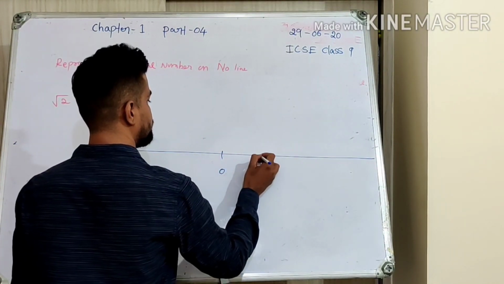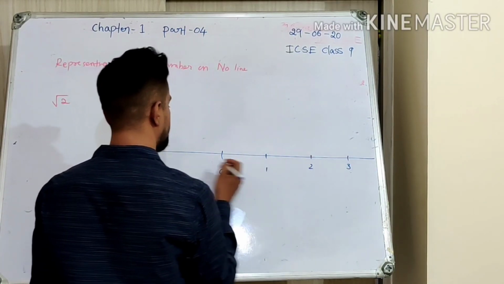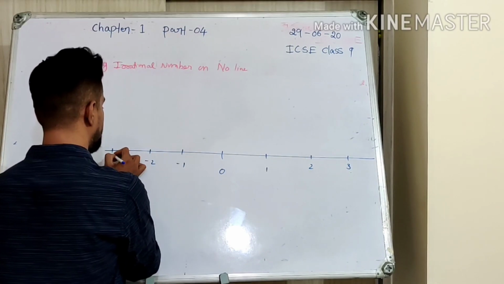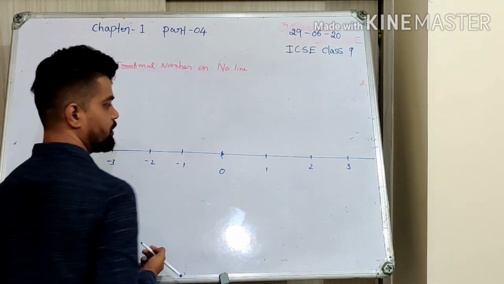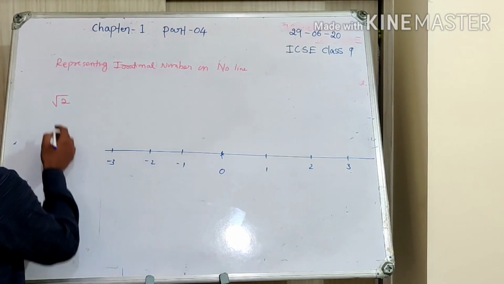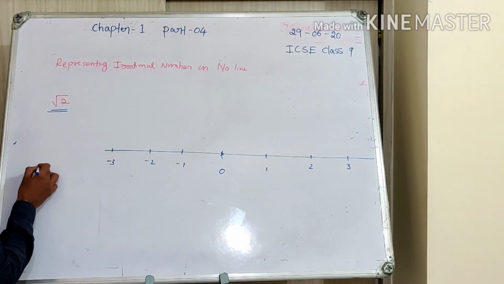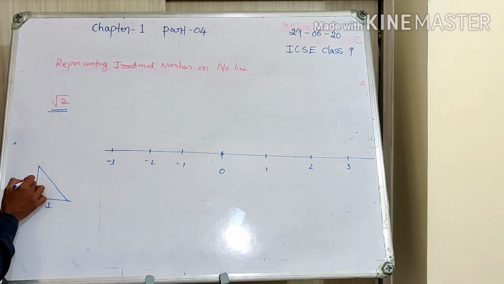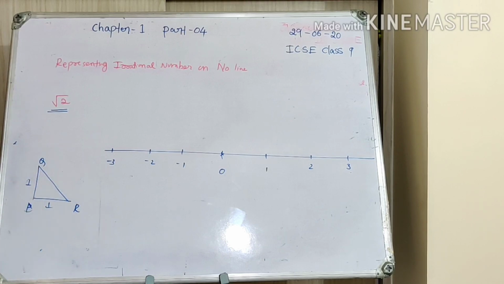Okay. So let us assume this is 0, this is 1, 2, 3, minus 1, minus 2, minus 3. This is the origin 0. Now I'm going to use some logic here to find root 2. Let us take a right angle triangle whose one side is 1, another side is 1. So this is PQR.